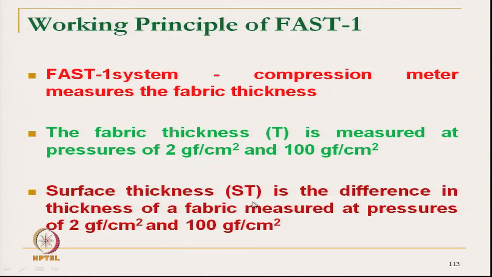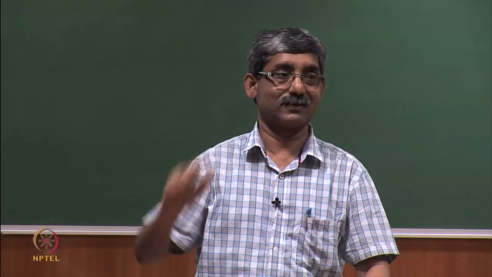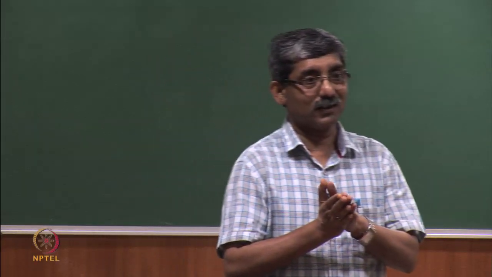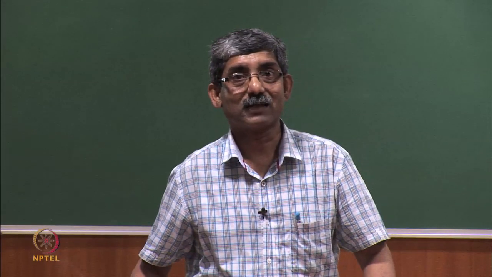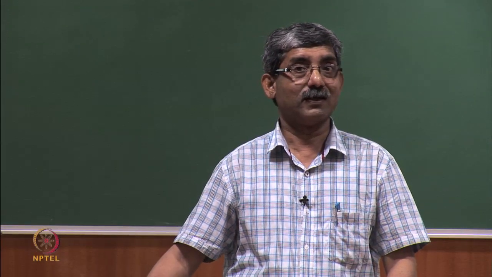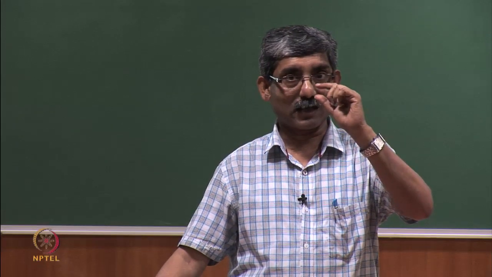Surface thickness is the difference in fabric thickness at 2 gram force per square centimeter pressure and 100 gram force per square centimeter. So, within these two pressures, if the fabric thickness changes, then the difference is known as the surface thickness. That means this surface thickness gives an idea about the surface hairiness.